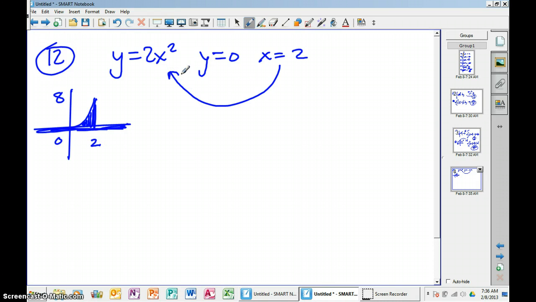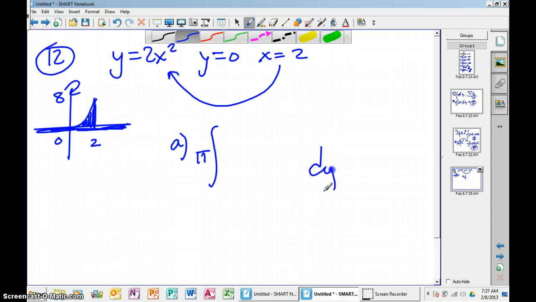So now I can do all these problems, and I'm just going to set them up and give you answers like I've been doing. For A, it wants to revolve around the y-axis. So what's going to happen is I know it's dy, because it's going around the y-axis. I know my limits are from 0 to 8.